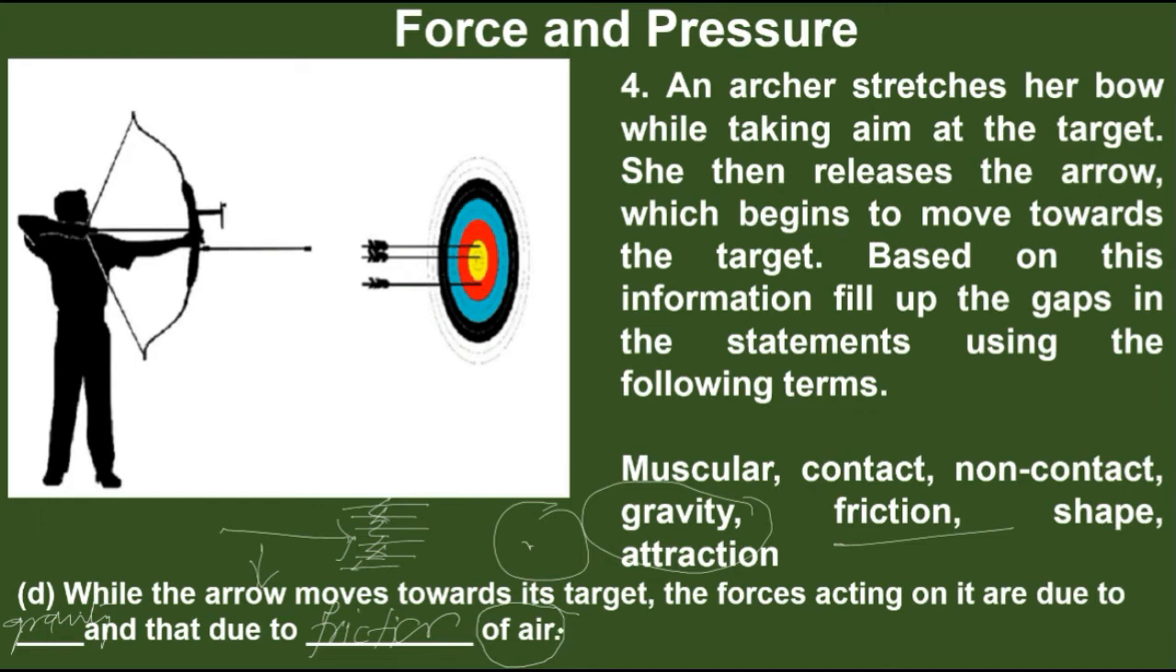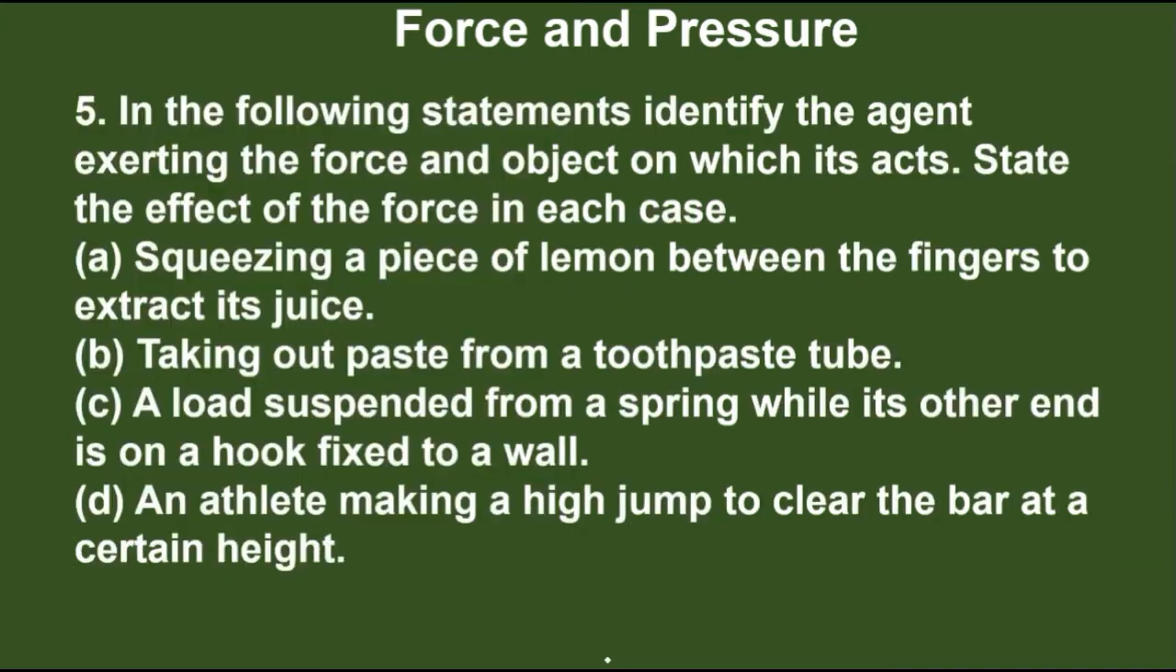Now, the next question. Here, in the following statements, identify the agent exerting the force. Understand this? Identify the agent exerting the force. Means who is applying the force, and then the object on which the force acts. Means you have to identify two things here. One is who is applying force and on what the force is applied. And then you have to state the effect. What has happened to the object?